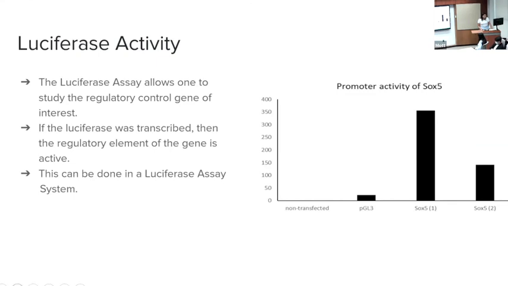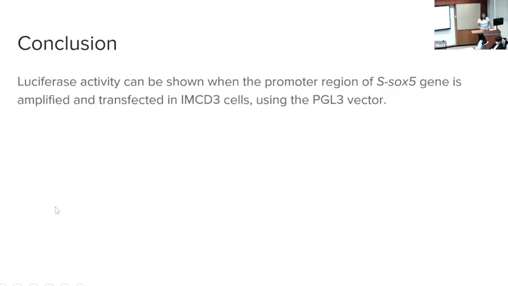This is great. In conclusion, luciferase activity can be shown when the promoter region of SOX5 gene is amplified and transfected into IMCD3 cells using the PGL3 vector.